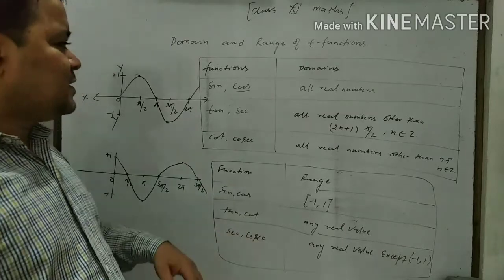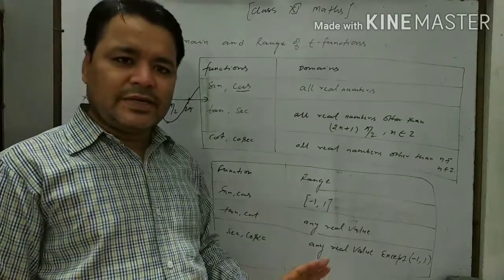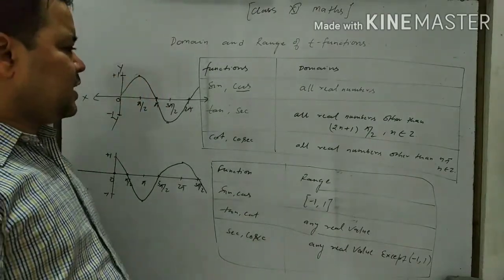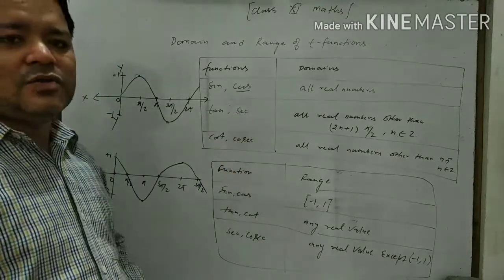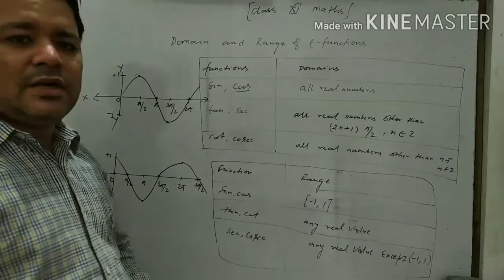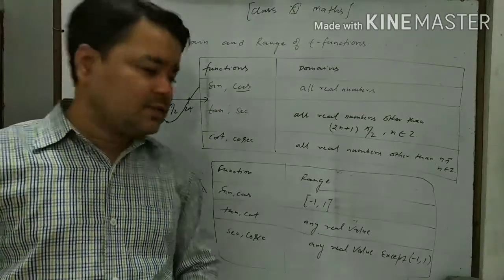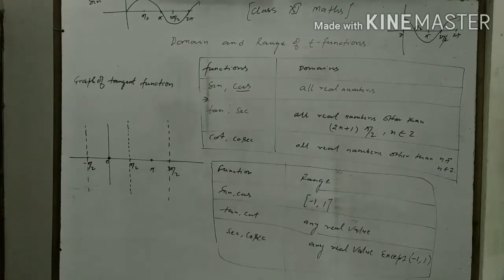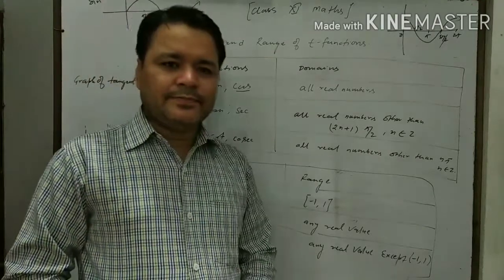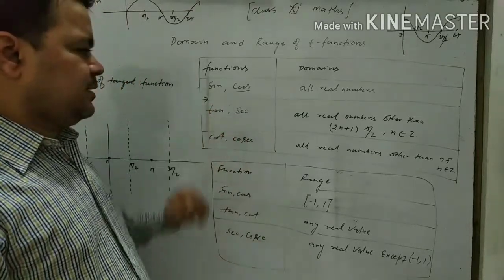Like this way, we can decide the domain and range of sine and cos. Getting? Similarly, we can decide the domain and range of tan and sec, and cosec also. So let us discuss the domain and range of tan x and sec x. Now let us understand the graph of the trigonometric function tan.